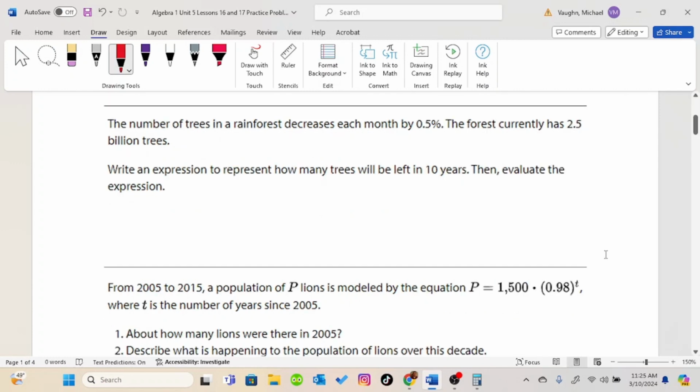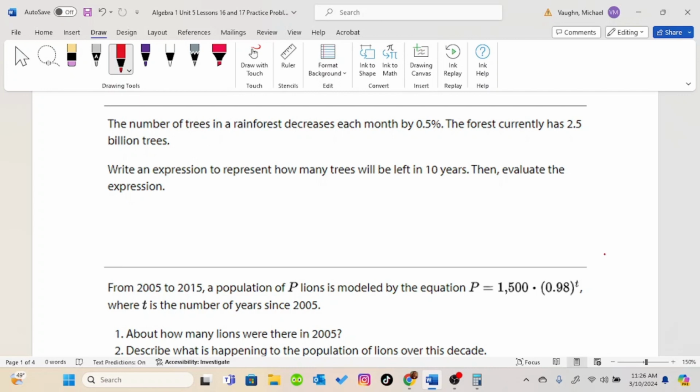The number of trees in a rainforest decreases each month by 0.5%. The forest currently has 2.5 billion trees. Write an expression to represent how many trees will be left in 10 years. Then evaluate the expression.